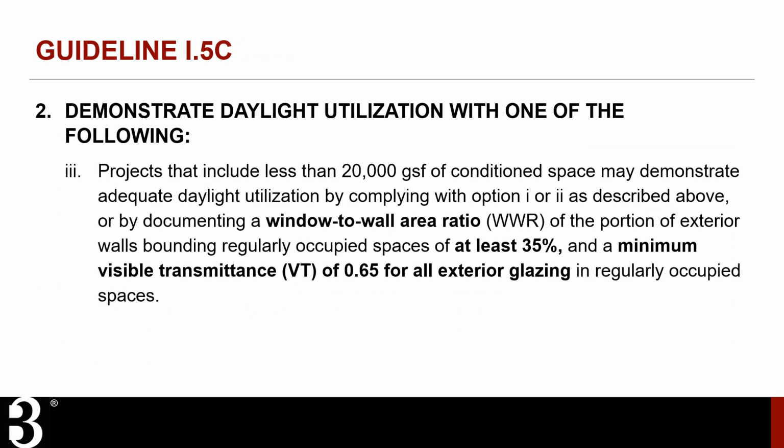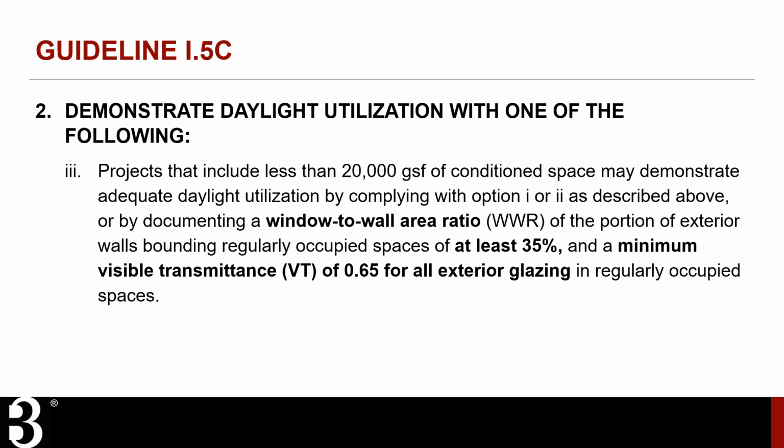As mentioned before, there is a compliance option for small buildings that is designed to reduce the effort required for smaller teams and budgets while maintaining the benefits of daylit spaces. Projects that include less than 20,000 gross square feet of conditioned space may demonstrate compliance with that guideline by ensuring that windows make up at least 35% of the exterior wall surface of regularly occupied spaces. This is known as a window-to-wall area ratio of 35%.